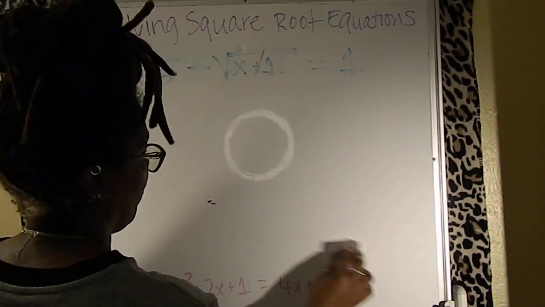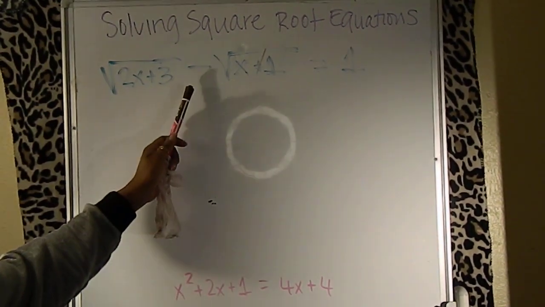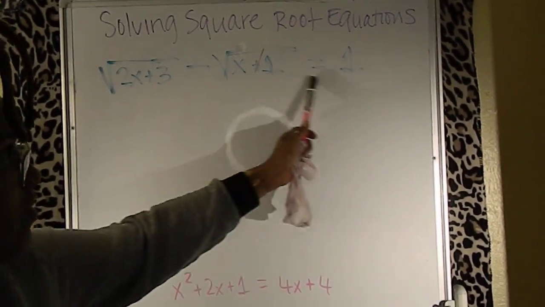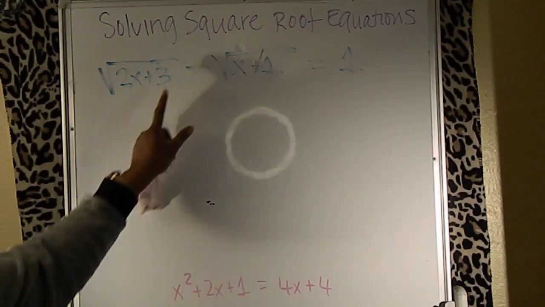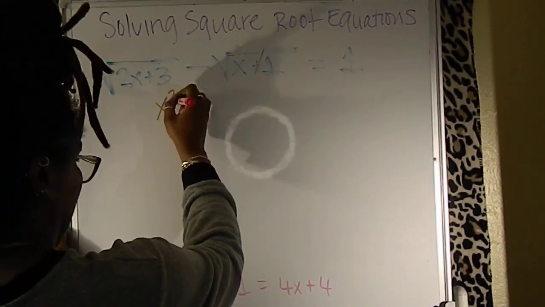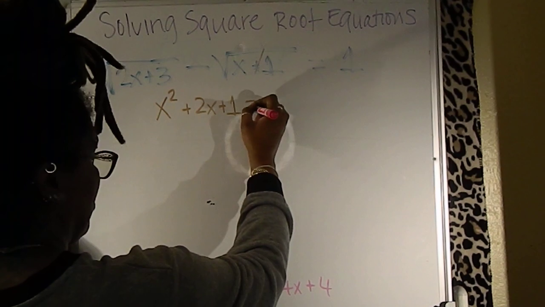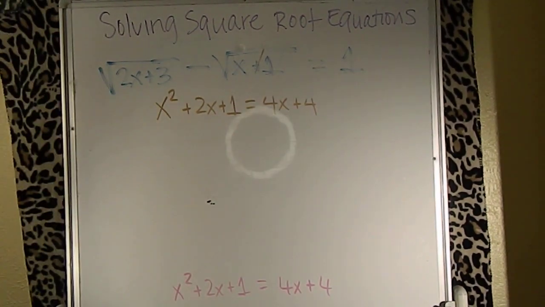Okay. Alright. So, I'm pulling this up here. I'm just repeating, this is the original equation. I leave the original equation up so you can see it, so you can practice it. I'm going to pull this up right here so we can work with it. X squared plus 2x plus 1 is equal to 4x plus 4. Alright, so where were we?